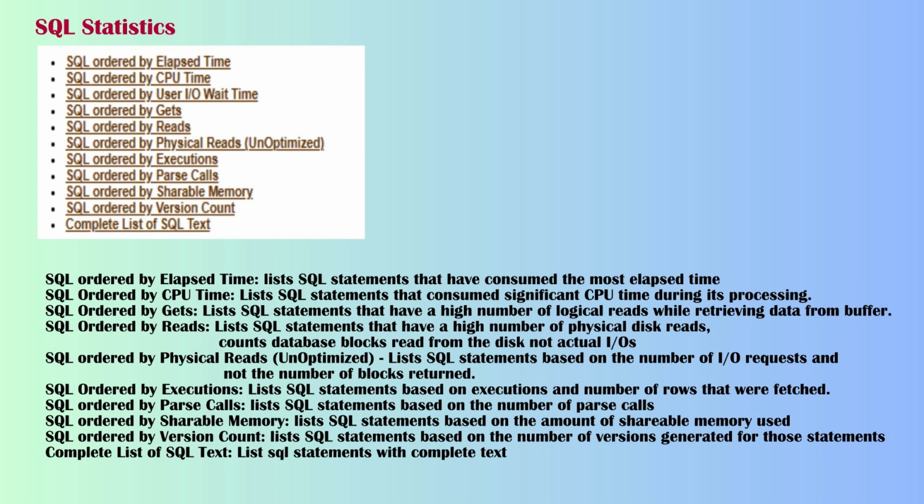SQL ordered by parse calls lists SQL statements based on the number of parse calls. SQL ordered by shareable memory lists SQL statements based on the amount of shareable memory used. SQL ordered by version count lists SQL statements based on the number of versions generated for those statements. Complete list of SQL text lists SQL statements with complete text.